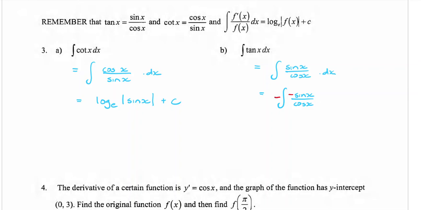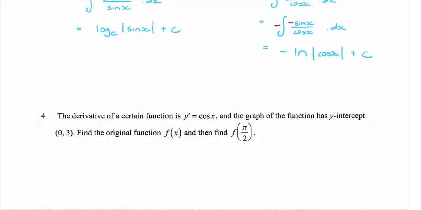Okay, so now the part that's after my integral sign is in the right form. Negative sine of x is the derivative of that. So this minus out the front will stay. It will integrate to be log base e. I'm just going to write ln this time to save myself a couple of extra letters. So ln of the absolute value of cos of x plus c. So our other rules can come in handy as well.